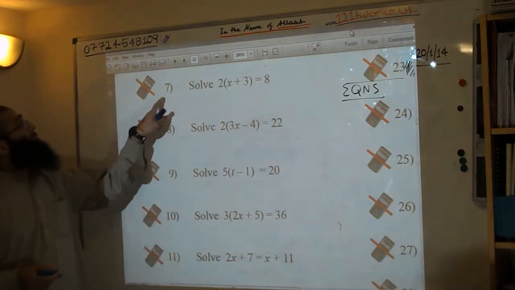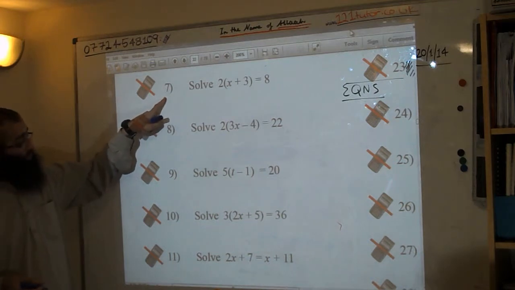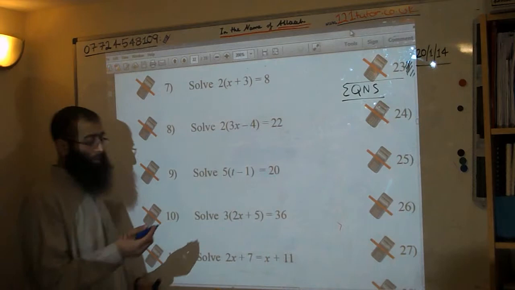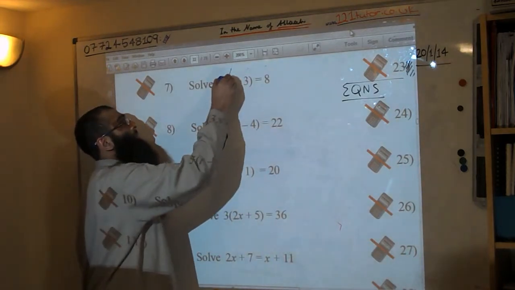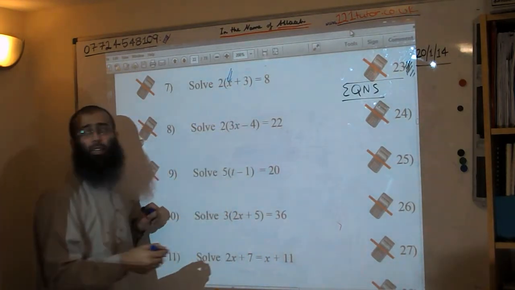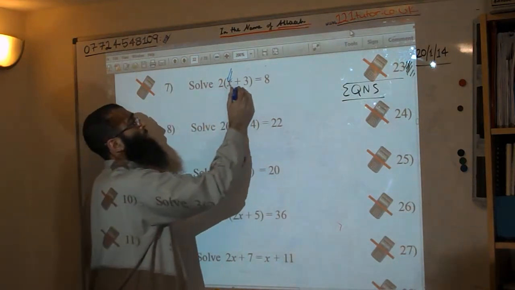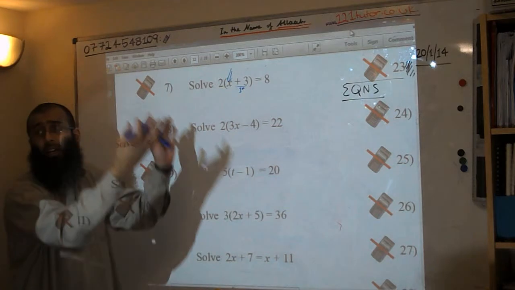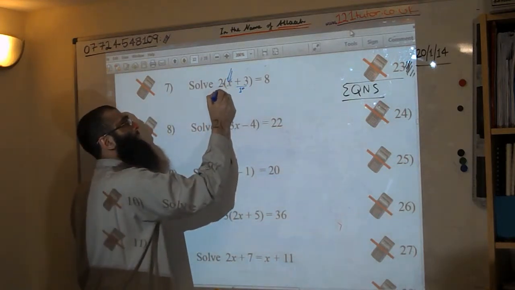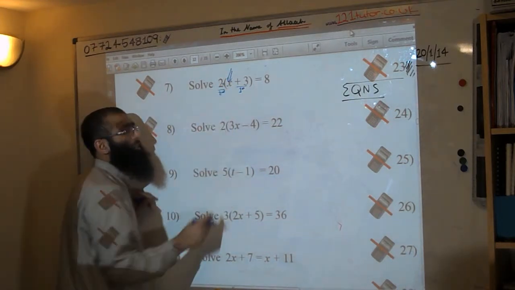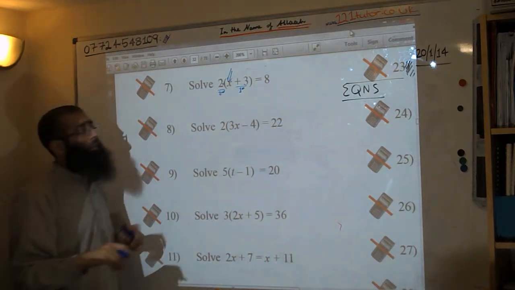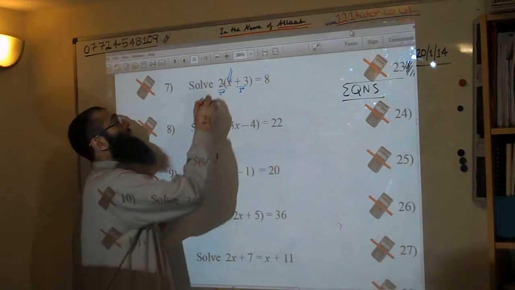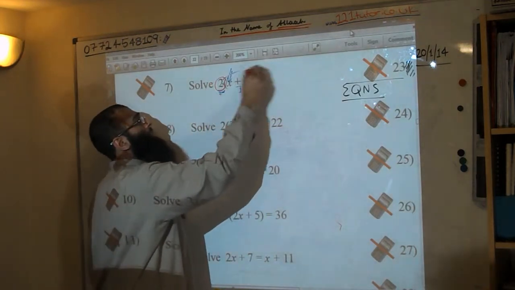So, question number 7. We have solve 2(x plus 3) is equal to 8. We start at the x. We identify the actions. So x is first of all being added by 3, so that's the first action. And all of that has been multiplied by 2, which is called the second action. That's the second thing done to the x. Now when we solve these equations, which action do we move first? The last action first. Opposite of times by 2 is?